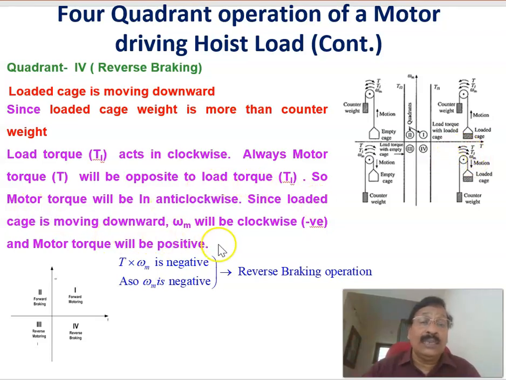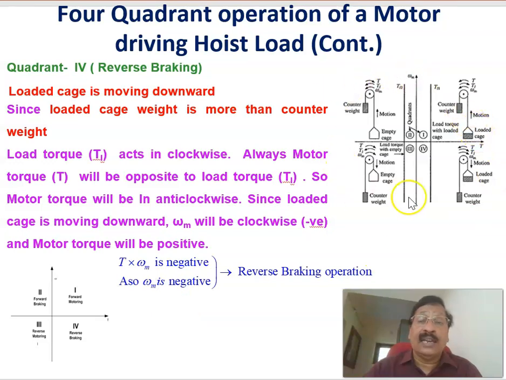Since the loaded cage is moving downward, from the upper level to the lower level, omega m is in the clockwise direction, so omega m is negative and the motor torque is positive. Therefore, in the fourth quadrant of operation, the motor torque is positive and omega m is negative, and the product T into omega m is negative. That is why it is called regeneration or braking operation. And since omega m is negative, it is called reverse. Therefore, it's called a reverse braking operation, happening when the loaded cage is moving from the upper level to the lower level. That is the fourth quadrant of operation.